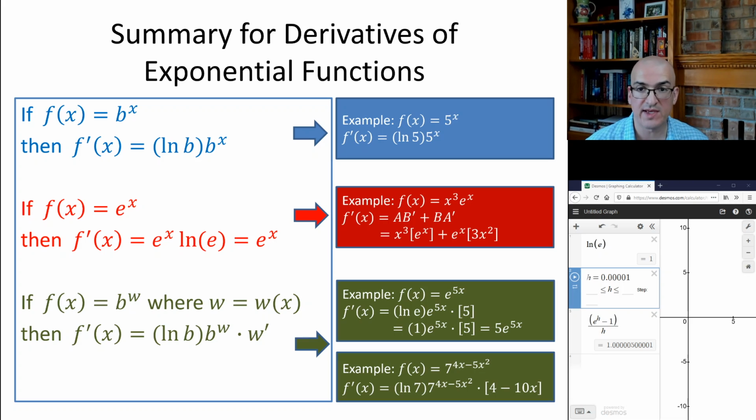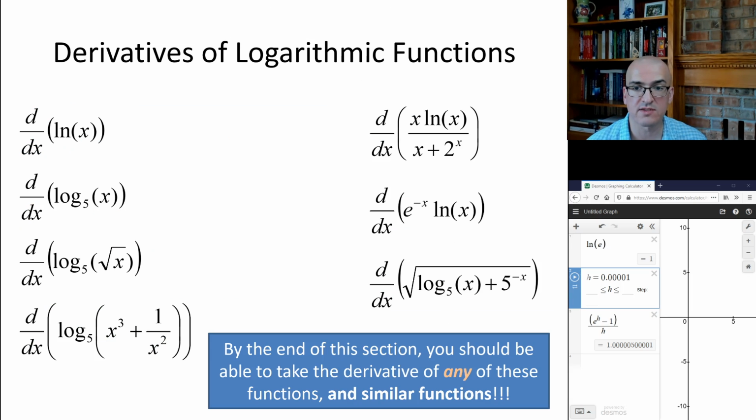One example has a base e, the other example has a base 7, and they both have the same format. We'll continue the next topic in the next video.